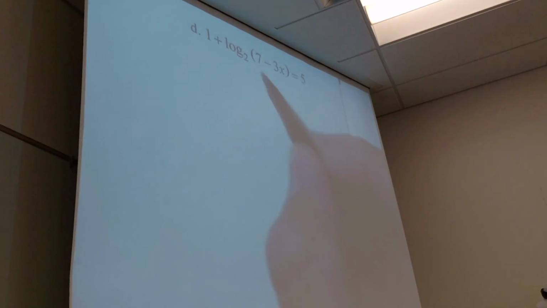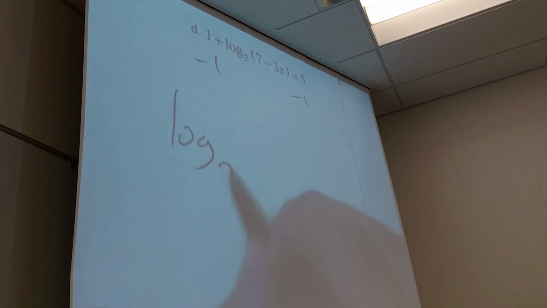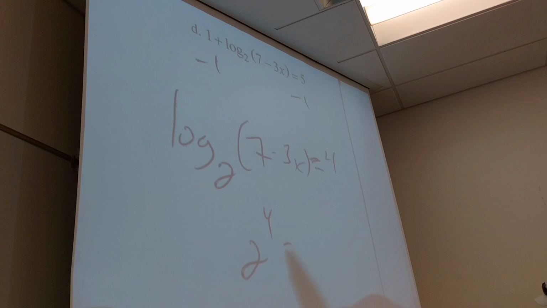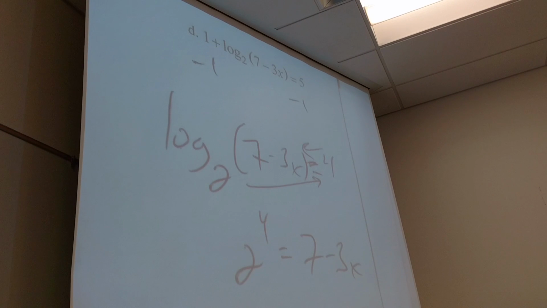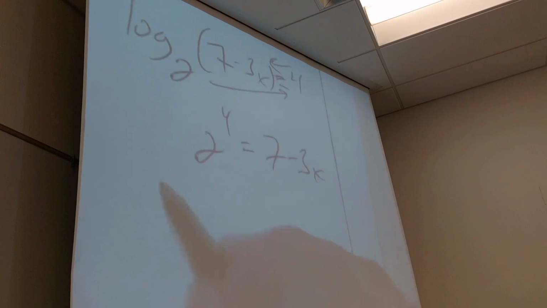Part D. What do I do first? Subtract. And now I apply the inverse. I rewrite this in the inverse way. So what would that look like? 2 to the 4th equals 7 minus 3x, the inside. That's important. Being able to rewrite it from logarithmic form to exponential form. 2 to the 4th is 16. Subtract 7, you get 9, divided by negative 3.